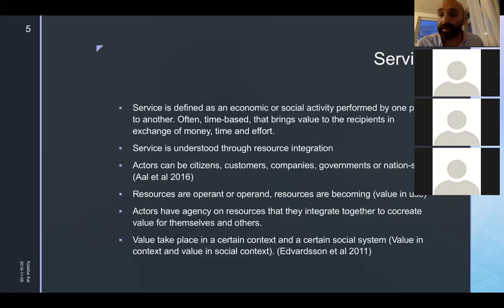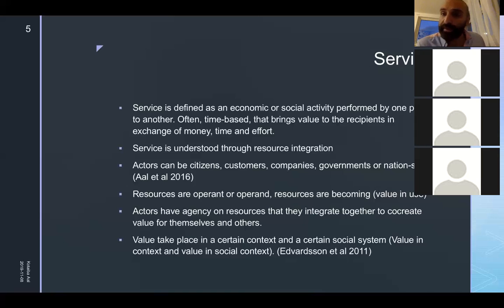And then actors have agency on resources, as it says here. They have agency over resources that they integrate to create value for themselves and others. Meaning a doctor probably performed the operation for the direct benefit of the patient, but there is also indirect benefit, as the family of the patient, for example, are glad and happy for the success of the operation. So the service doesn't only imply direct benefit, it can be indirect benefit to other actors.